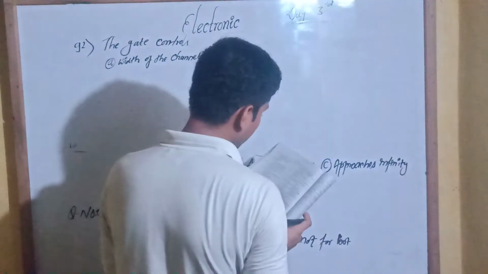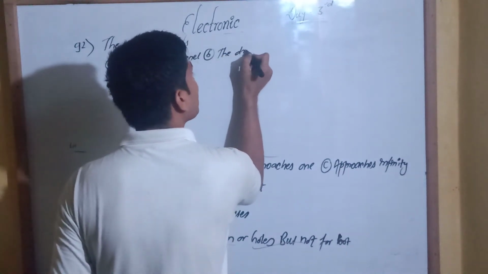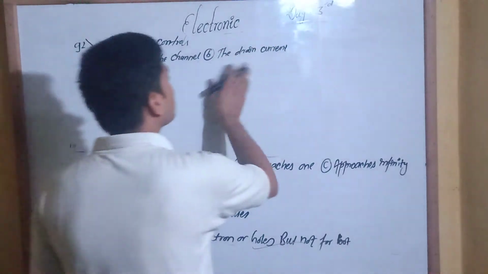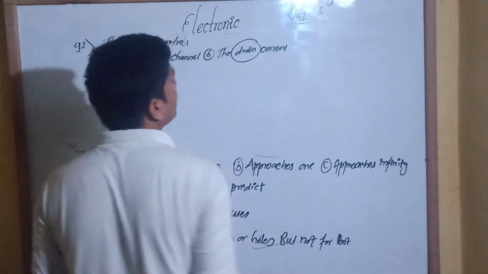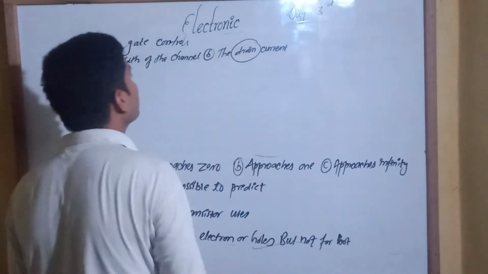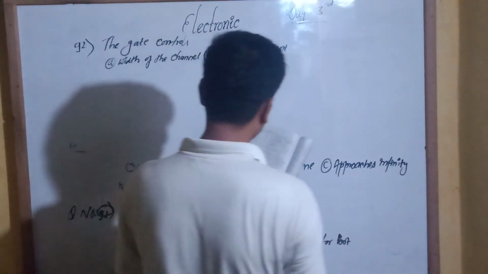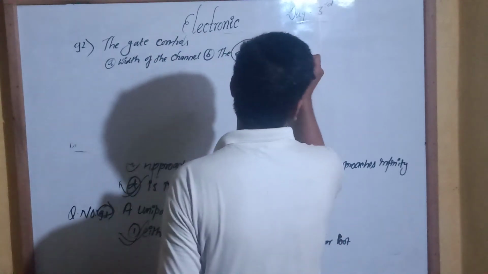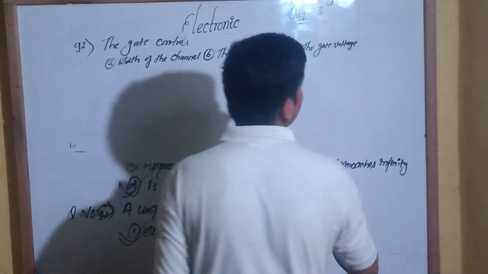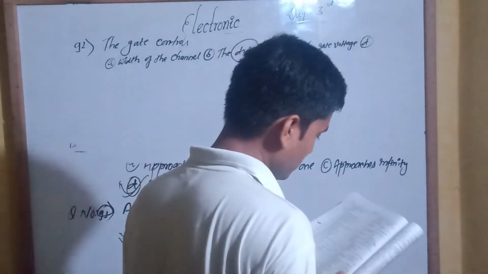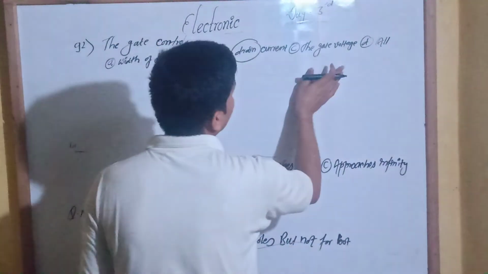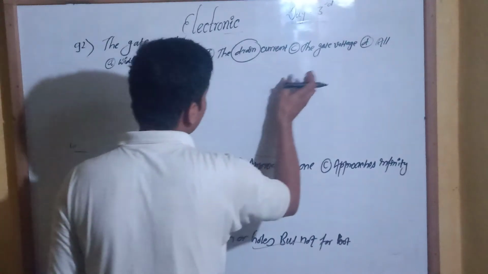Option B: the drain current. I think most of the students are confused by the terminology of drain current. In the coming video I will explain what you mean by drain current. Option C: the gate voltage. And option D is all of the above. I'm not writing option D here because it is at the bottom of this question.